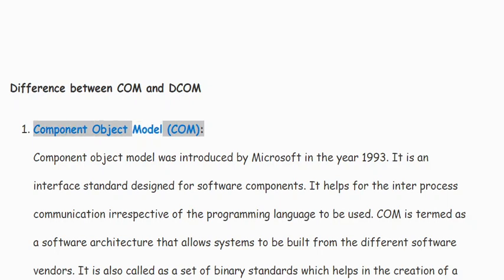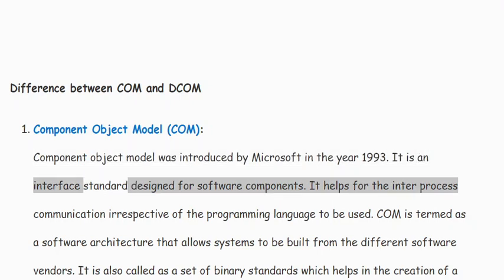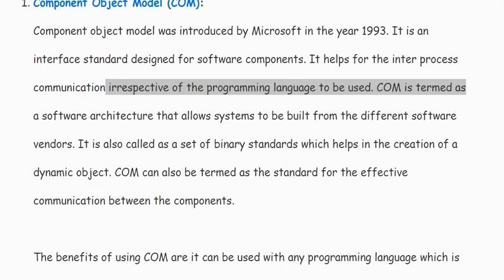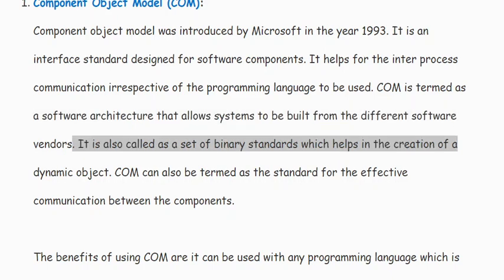Component Object Model. COM, Component Object Model, was introduced by Microsoft in the year 1993. It is an interface standard designed for software components. It helps with inter-process communication, irrespective of the programming language used. COM is termed as a software architecture that allows systems to be built from different software vendors.